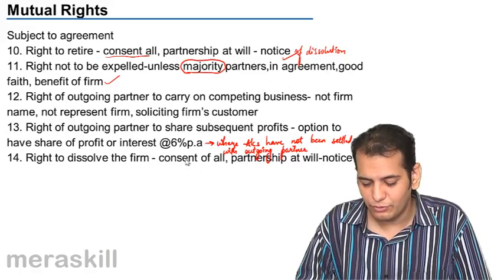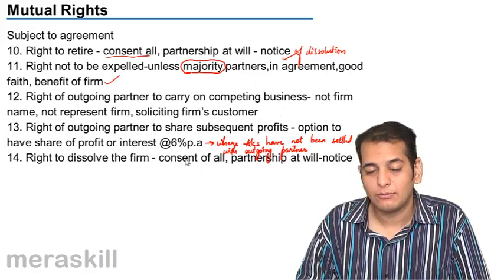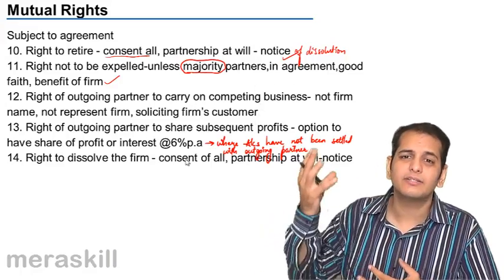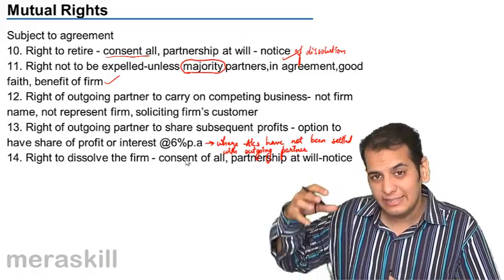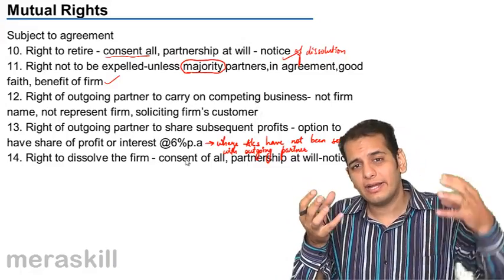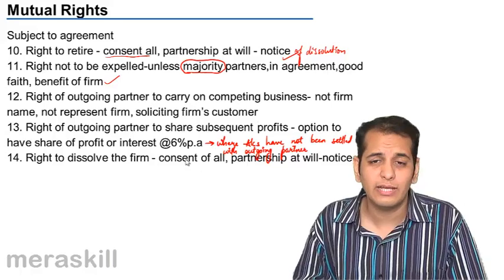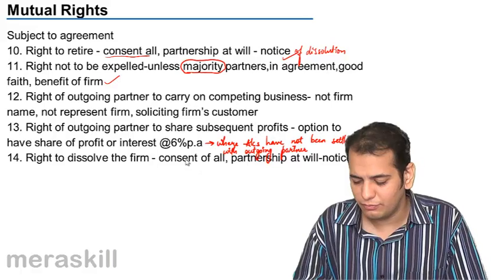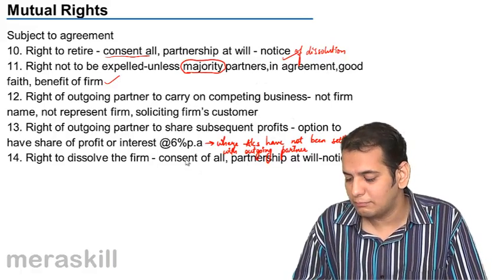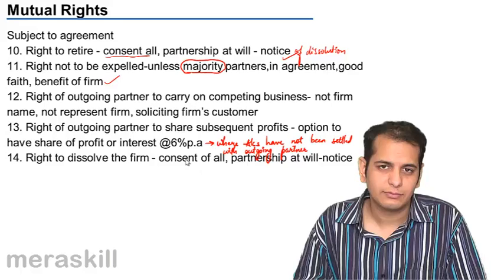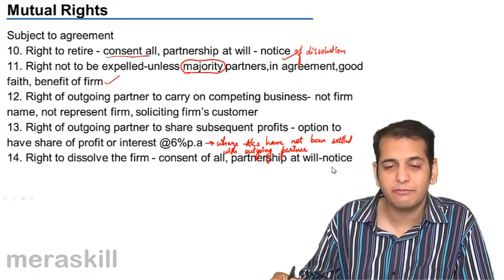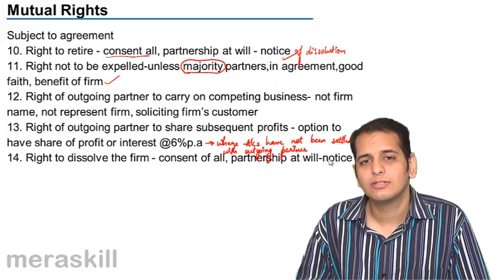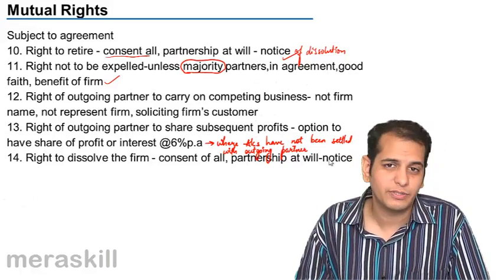Next, right to dissolve the firm. Now, I told you a partner is an owner of the firm. He had started the firm, so he has the right to close down the firm also. He has the right to dissolve the firm. However, to dissolve the firm, consent of all the partners is required. However, if it is a partnership at will, then even one partner, by giving notice, can dissolve it.